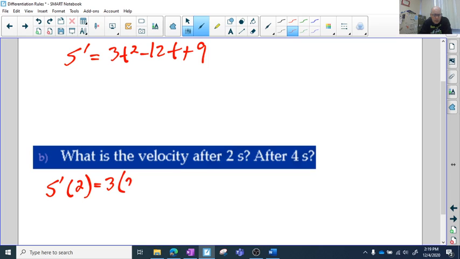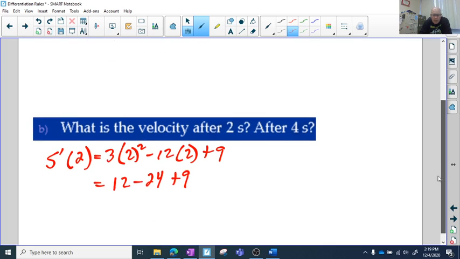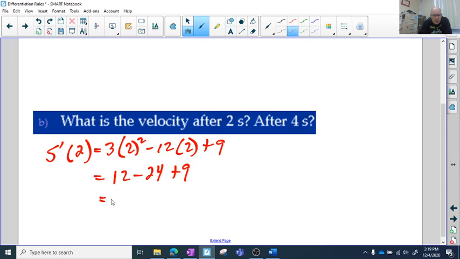That would be 3 multiplied by 2 squared minus 12 multiplied by 2 plus 9. 2 squared is 4 multiplied by 3 is 12. Subtract 24 plus 9. 12 and 9 is 21, so this should be -3.